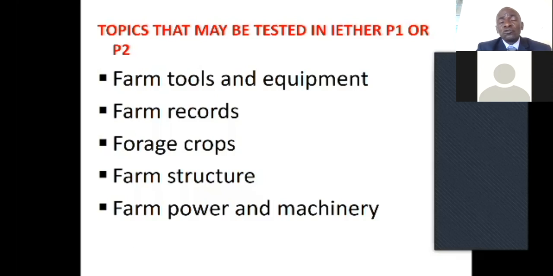How the forage crops are used to feed livestock is tested in paper 2. We know that forage can be transformed into silage. The amount of silage required by a given animal may be worked out. The dry matter requirements may be used to work out how much silage a dairy animal should be given. So a question around the dry matter may be tested in paper 2. Of course, farm structures is in paper 2, farm power and machinery is in paper 2, farm tools and equipment also is tested in paper 2.